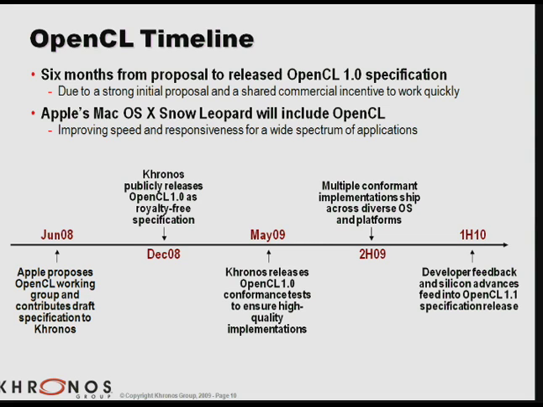We're figuring out right now when we should release OpenCL 1.1. We want to keep forward momentum, but we don't want to move too fast. We want to get developer feedback. So we are definitely open to developer feedback as the first implementations begin to ship, and we will feed that feedback into OpenCL 1.1 in the first half of next year.